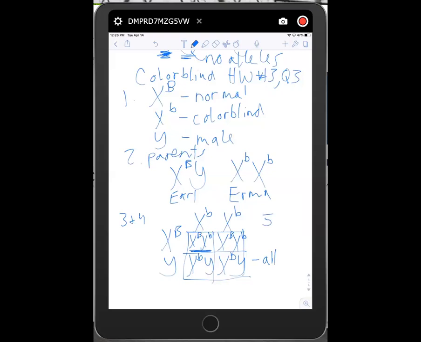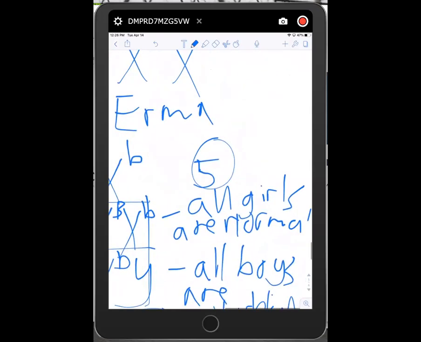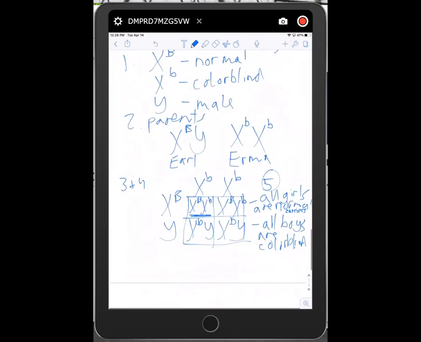So that's step 5 here. What could you say about the children? All boys are colorblind. And for the girls, all girls are normal. And then we'd also use the word carrier here. I ran out of room. Carriers. Okay, because they are heterozygous, right? They have X to the big B, X to the little b. So they're carrying that recessive trait. They would be carriers. You could also say they're heterozygous. That would be another way to answer that one.